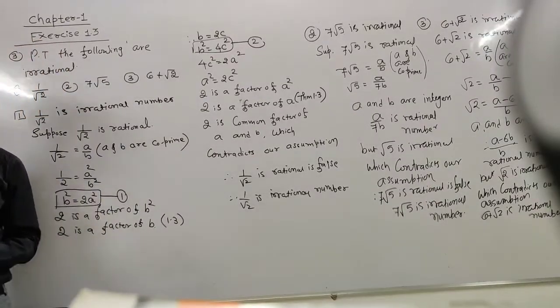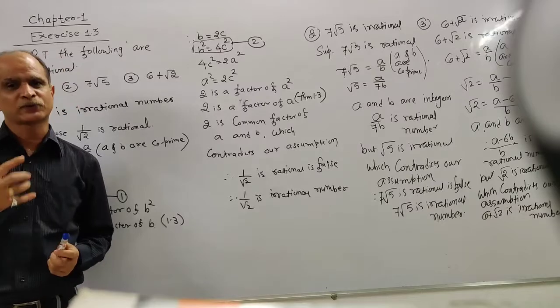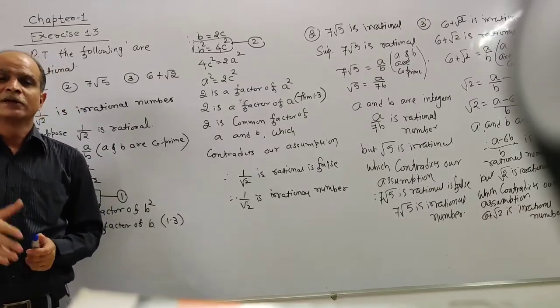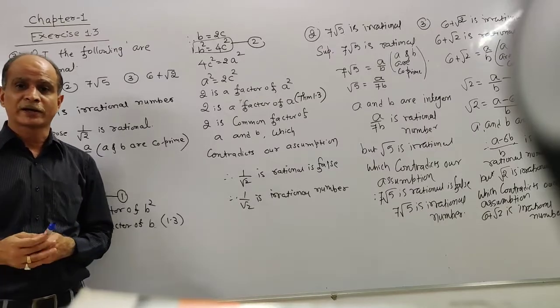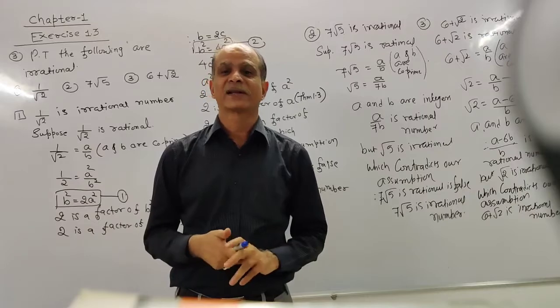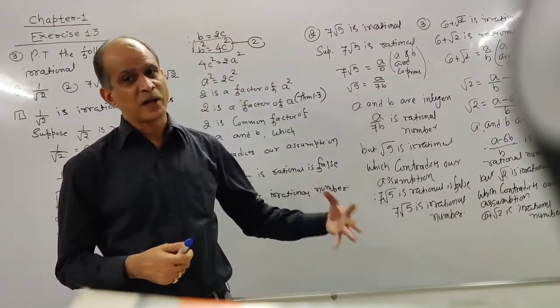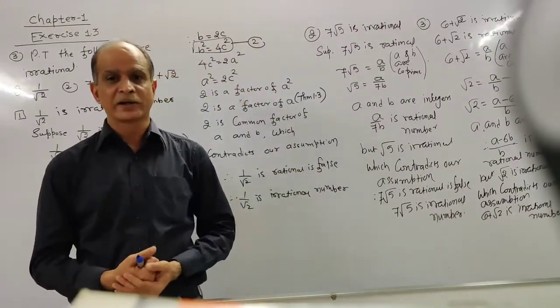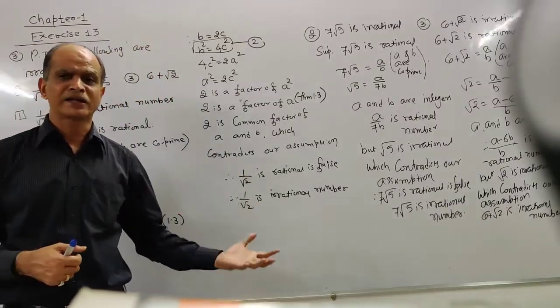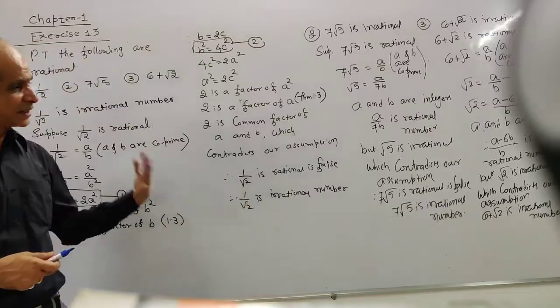So friends, next time we will start the last portion of this chapter, and that is how to check whether the decimal expansion of a given rational number is a terminating decimal expansion or a non-terminating decimal expansion. We will solve this thing in the next period.